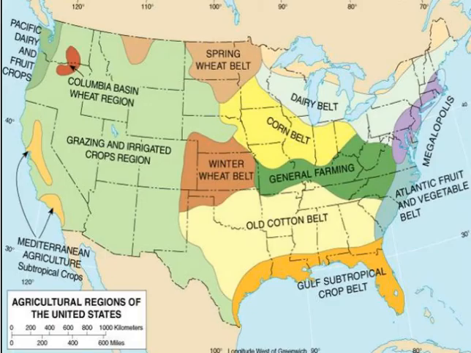And so here's a map that showcases different formal regions. We have the old cotton belt there in the south, the corn belt, the wheat belts, and so forth. And so when we look at formal regions, there's one or a few things that make these regions unique and different from the other regions.